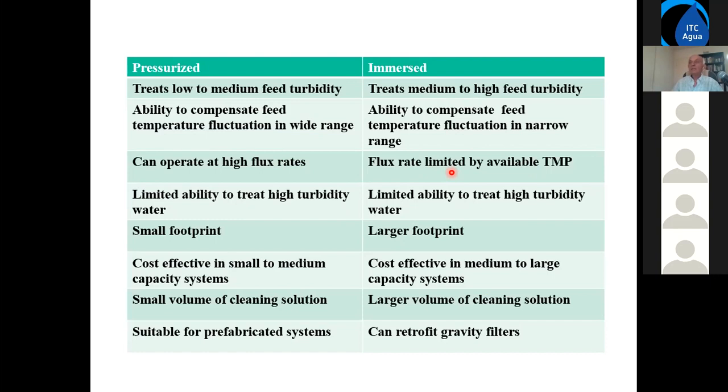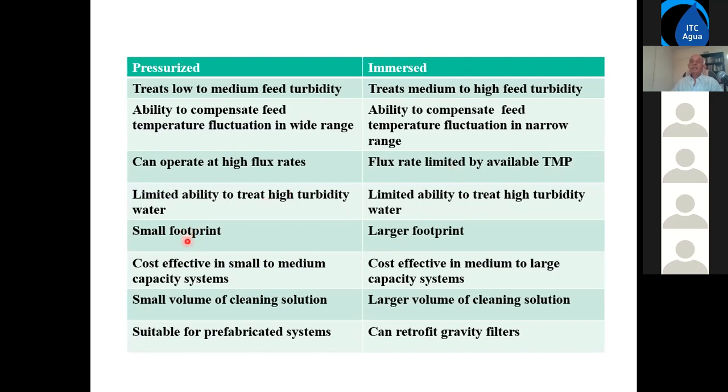So if there is a foulant, we can apply higher vacuums than minus 0.7 bar. In most cases, we don't need such a high vacuum, not at temperatures like Singapore and California, but in places with low temperature, like Northern Europe, that could be a problem. There may not be enough TMP to produce sufficient filtrate flux.